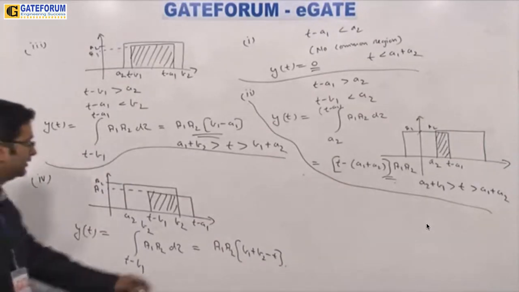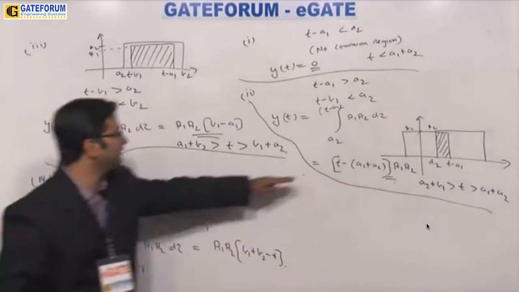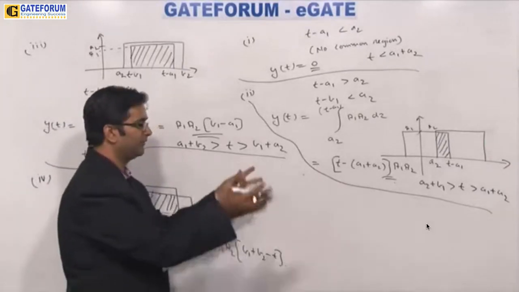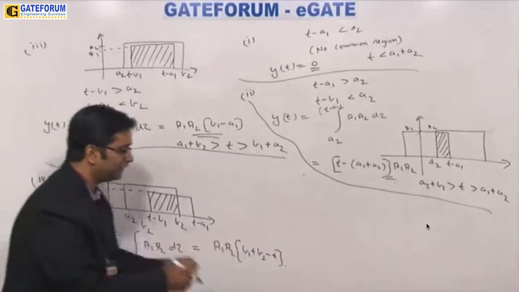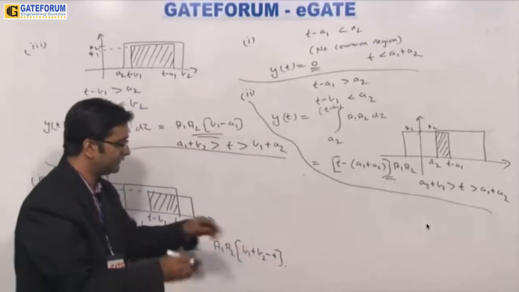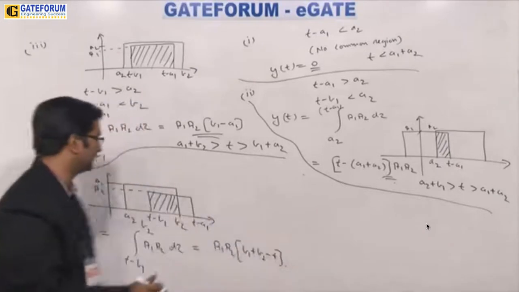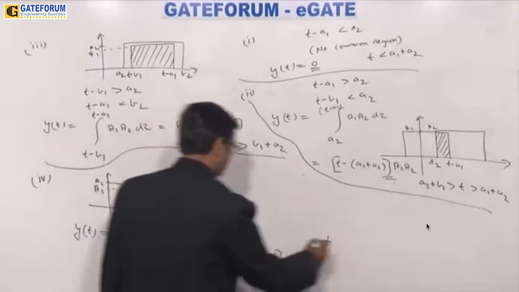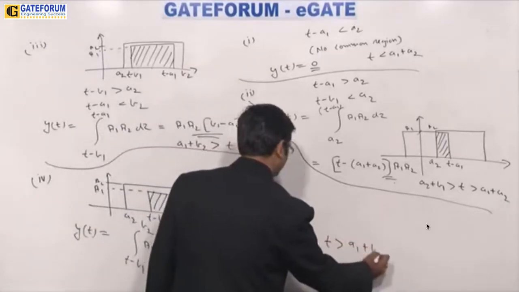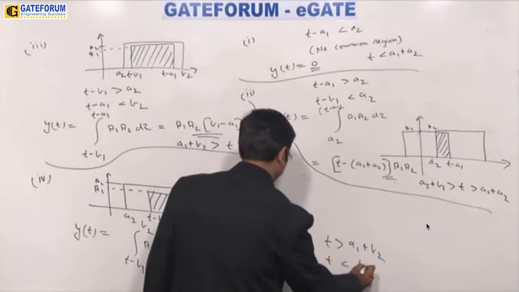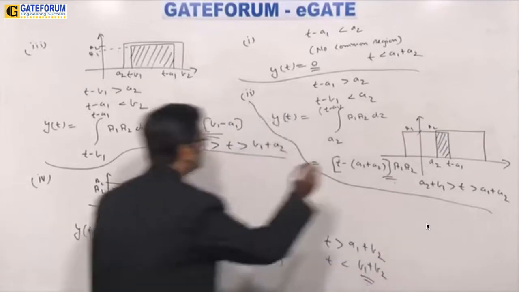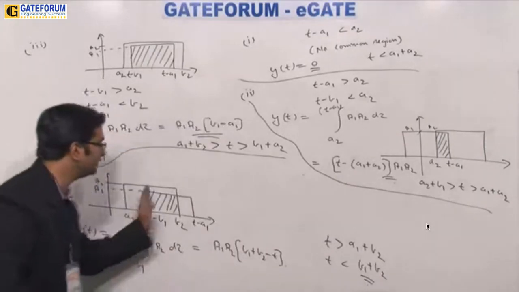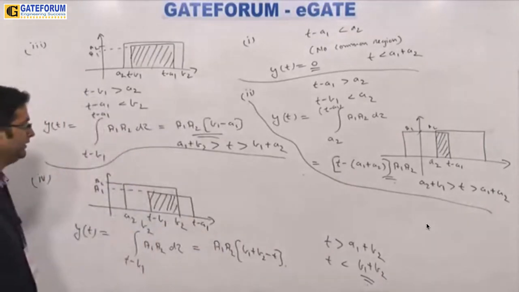Okay, so you can see here this is a negative slope and here it was a positive slope. Positive slope, why? Because signal is getting inside into the system, the common region is increasing, the output is increasing. Negative slope, signal is going out of the system, the common region is decreasing, output is also decreasing. This happens for the values of t greater than a1 plus b2, t lesser than b1 plus b2. Okay. These 4 different cases are there. After that, when the signal is totally out, output is 0.